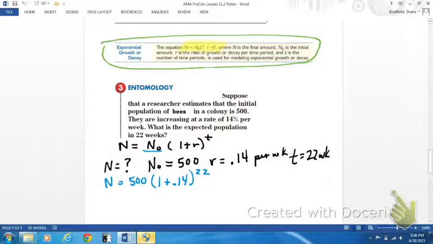And you can really just put that in your calculator on its own, or you can also do the order of operations, but what you should end up with is N is approximately 8,931 bees.